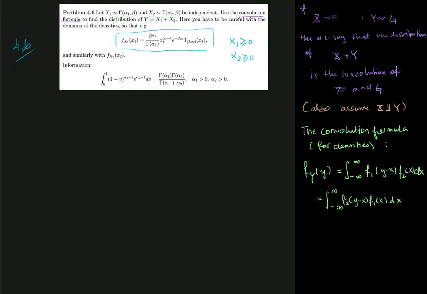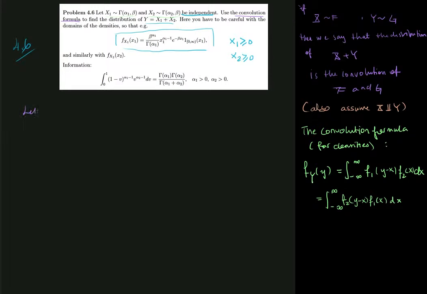In the previous video, we wrote up the convolution formula, which we were allowed to use since x1 and x2 are assumed to be independent. And what we want to do now is to find the distribution of y equal x1 plus x2. So we want to find the distribution of the sum of x1 plus x2. So let's get started. What we mean by finding the distribution here is we want to find the density of y and then see if we can recognize the density of y.